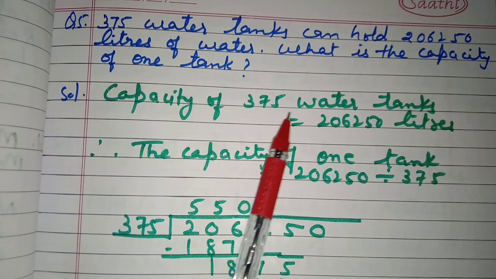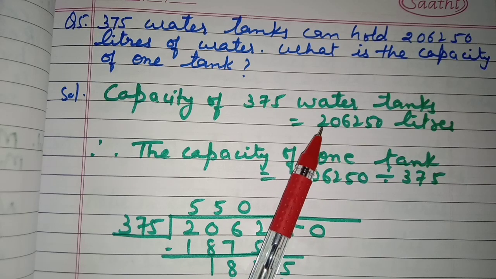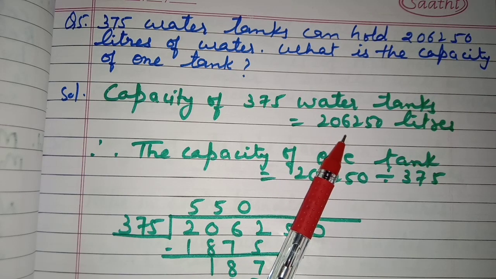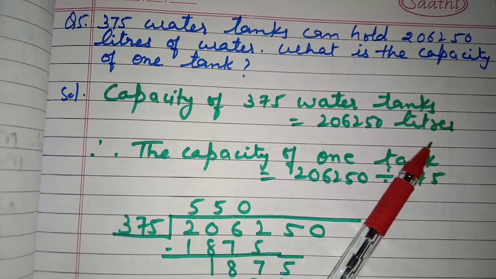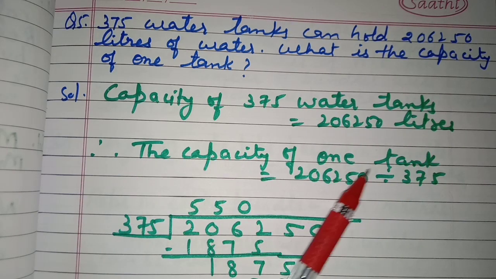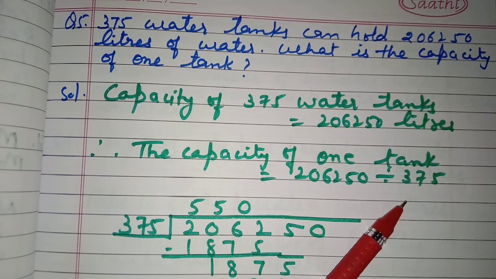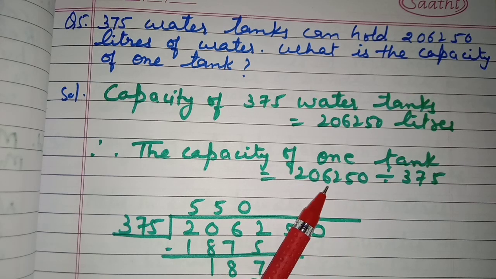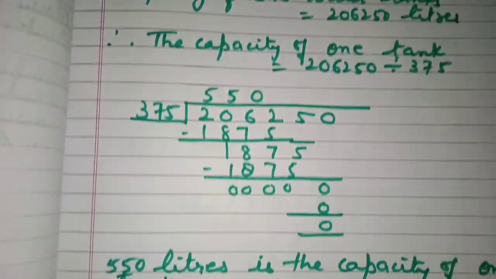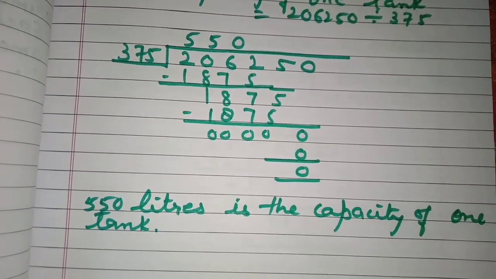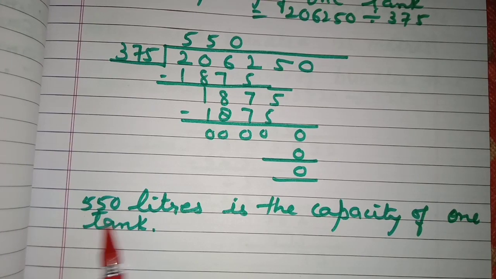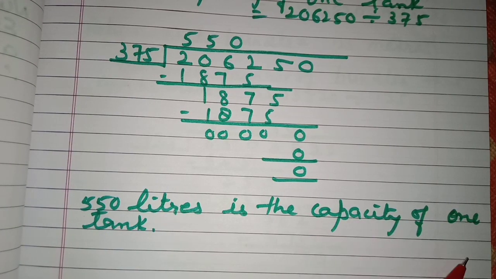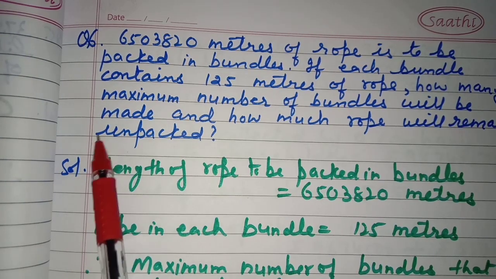So capacity of 375 water tanks is 2,06,250 liters. Therefore, the capacity of one tank will be, we need to divide to find the capacity of one tank. So, we will divide 2,06,250 by 375. And what we will get after division? So, we will get 550. It means 550 liters is the capacity of one water tank. Now, question number 6.